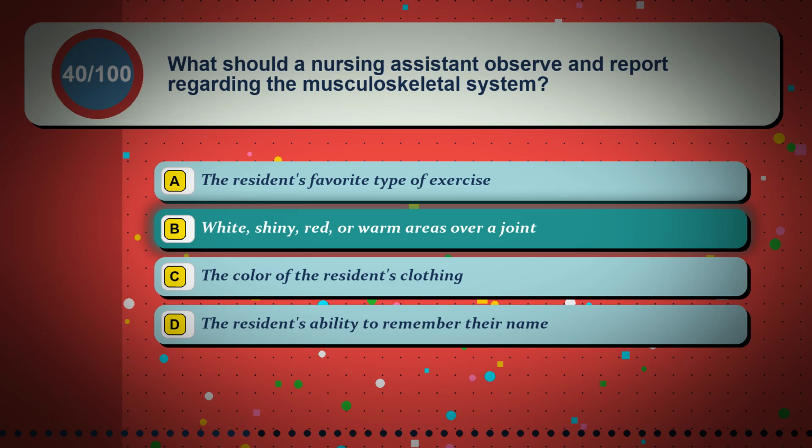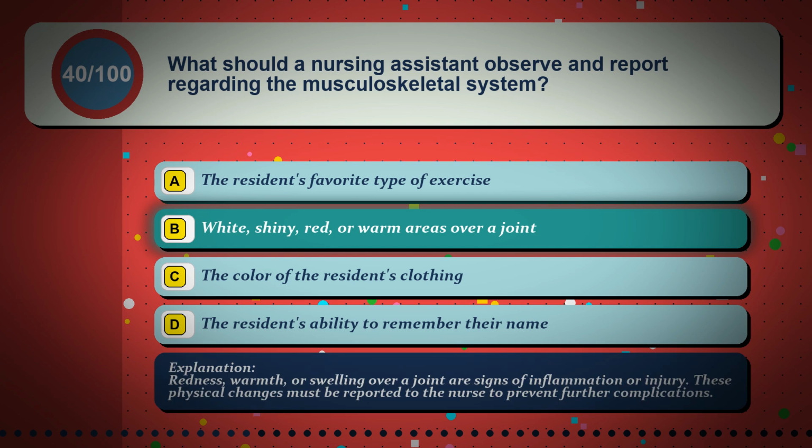The correct answer is option B. White, shiny, red, or warm areas over a joint. Redness, warmth, or swelling over a joint are signs of inflammation or injury. These physical changes must be reported to the nurse to prevent further complications.